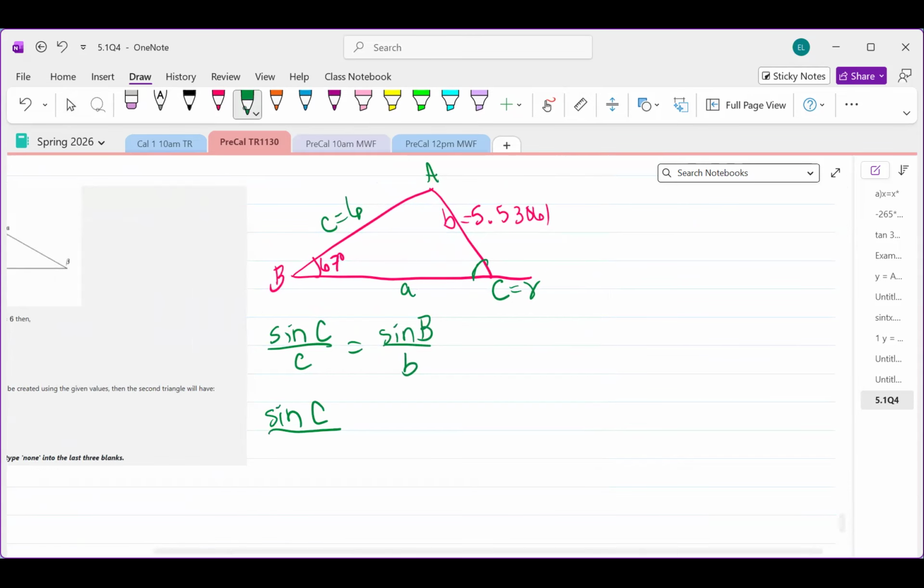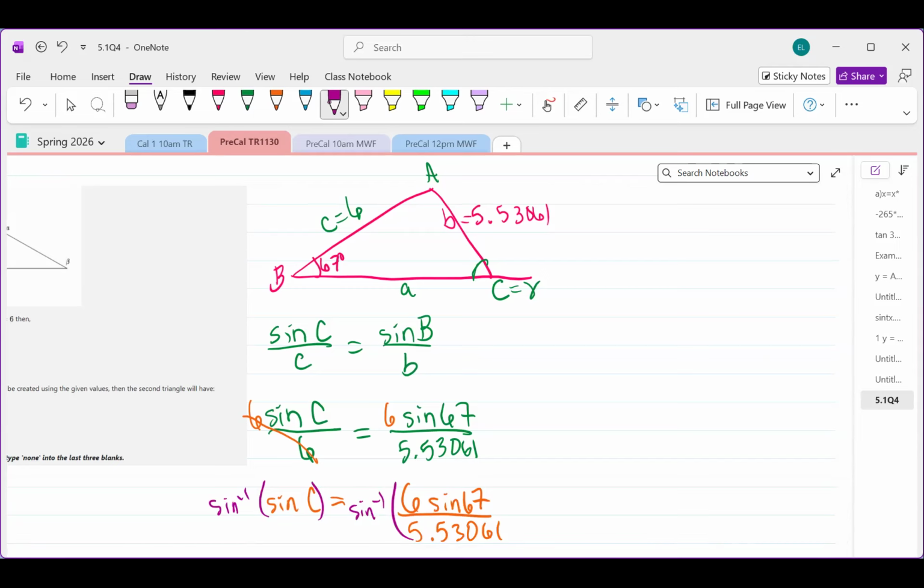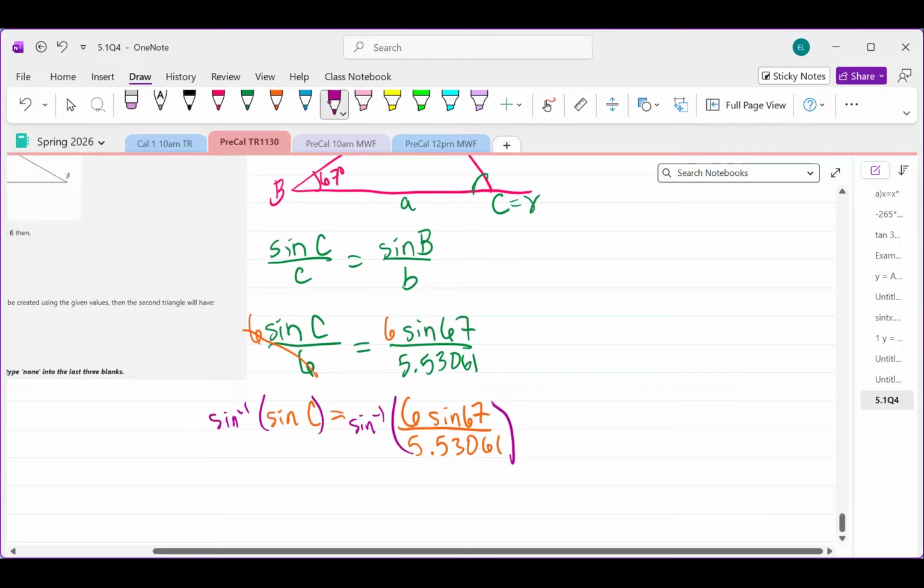I don't know C, but I know side C is 6. And then it'll be the sine of 67 divided by 5.53061. And we're going to multiply by 6. And then we're going to apply our inverse trig function. Now, make sure you're in degrees for this calculation because the sine is 67 degrees. So this is going to come out as a degree number.